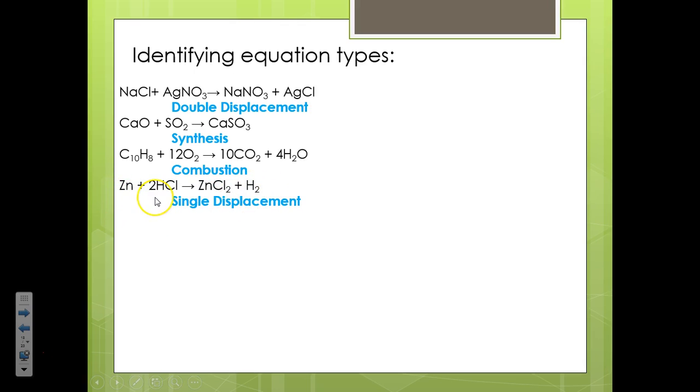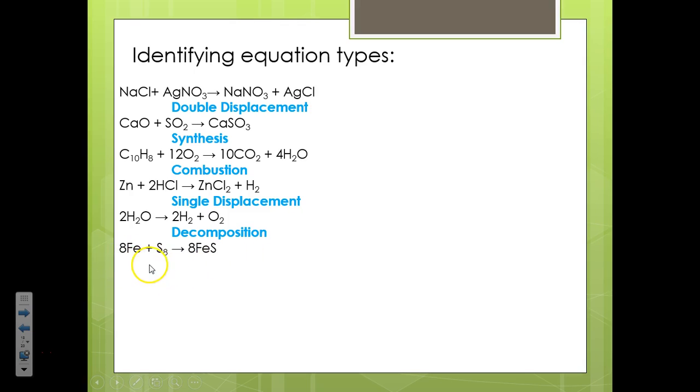So this zinc just displaces the hydrogen, as opposed to the double displacement, where you start out with two compounds, you end up with two compounds, they just switch what's in front. Here you've got an element coming in, it's replacing something inside of a compound, and then another element is leaving on its own. All right, on this one we have just one reactant, and that reactant is breaking down to form a couple other things. That is a decomposition reaction, if you've got one thing breaking down into two other things.